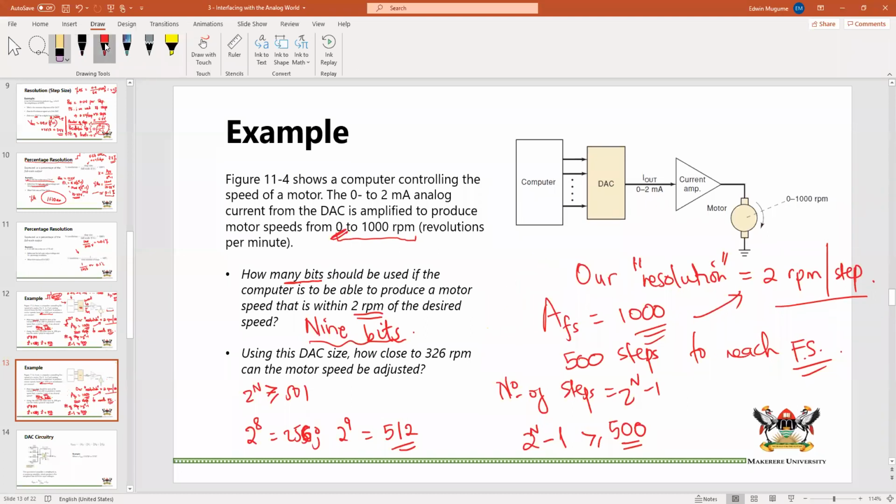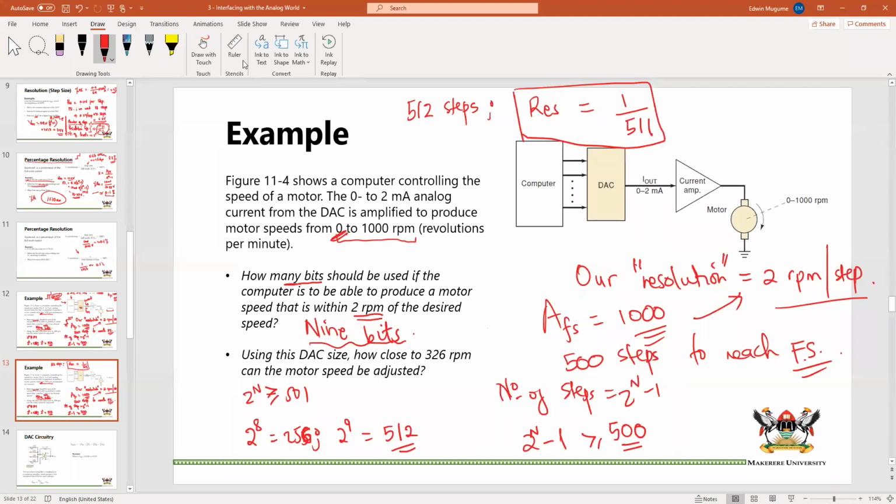So now we have seen that we have 512 steps. We can now find our resolution as 1 over the number of steps, which is about 500. Those are the number of levels, and that would be the percentage resolution, I think.